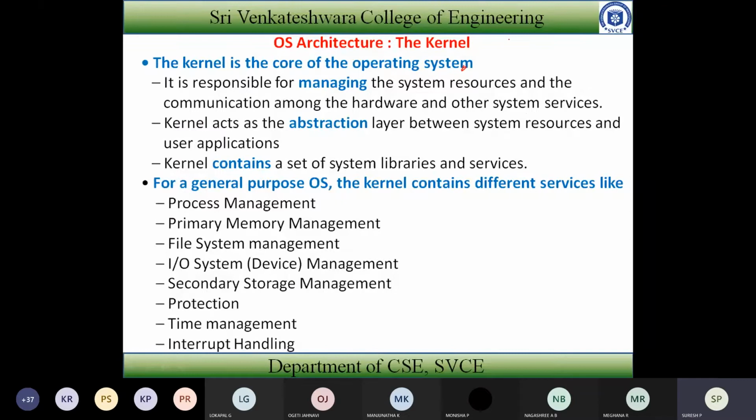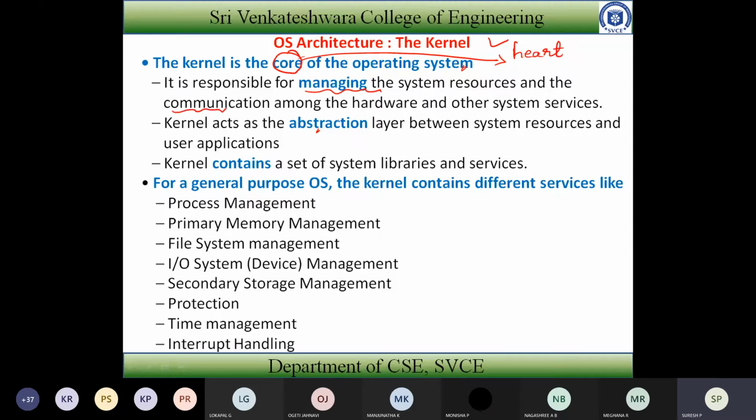The kernel is the core of the operating system, or in some books it is referred to as the heart. So your kernel is referred to as the heart of the operating system, or it is called the core of the operating system. What is the functionality of the kernel is the next question. The OS is mainly used to manage the resources. Since the kernel is also a part of the OS and it is the heart of the operating system, the kernel is responsible for managing the system resources, and the communication between the hardware and other services.